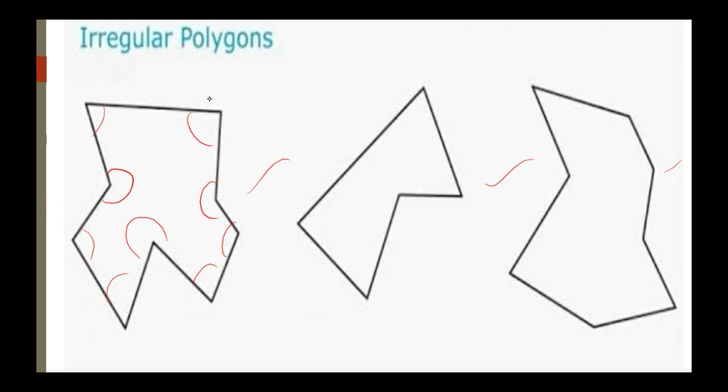See, this length is more, this length is less. So these are all not equal. Angles also: this is a reflex angle, this is an acute angle. So angles are also not equal. Same for this shape also. See, angles are not equal. So these all come under irregular polygons.